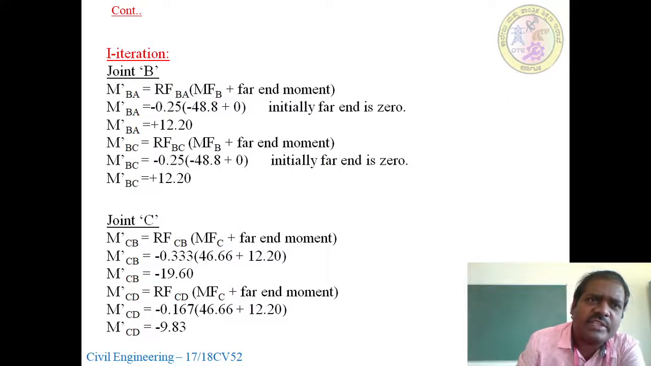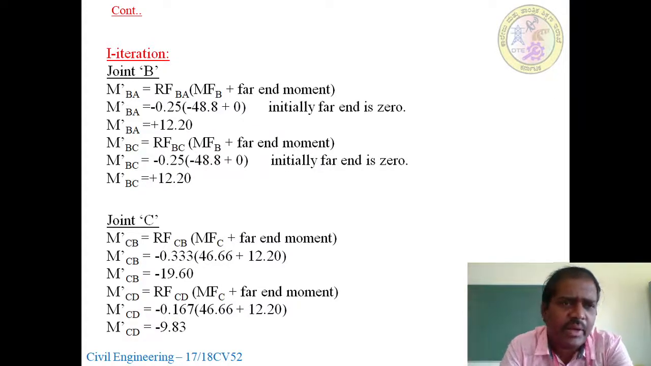So here the first iteration. There will be an equation for the joint B: M dash BA is equal to rotation factor of BA into MFB plus far end moment. M dash AB will be 0 because it is a fixed support. So rotation factor of BA minus 0.25, and MFB is minus 48.8 plus 0. Initially the far end is 0, there are no values. In the first iteration, the far end moment is 0. So M dash BA will be 12.2.